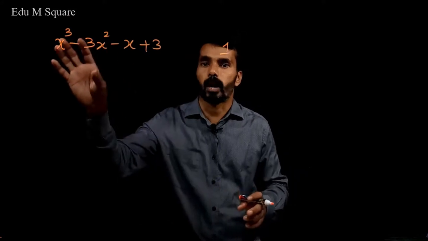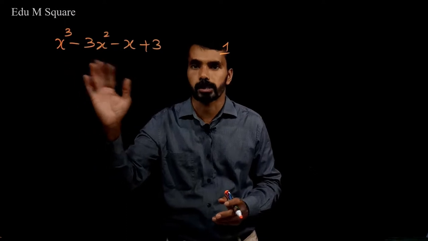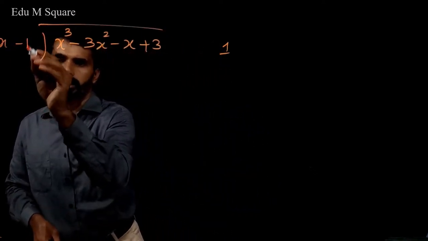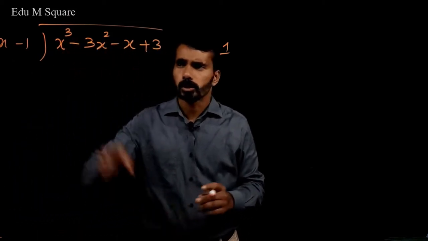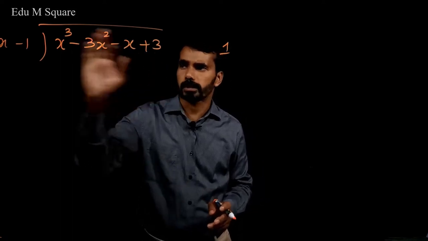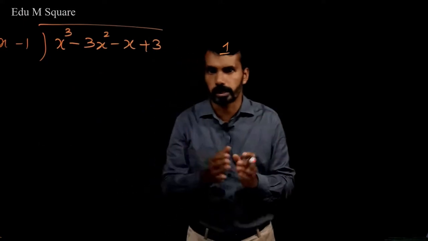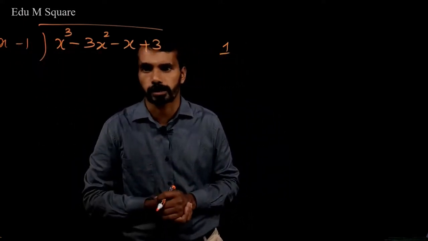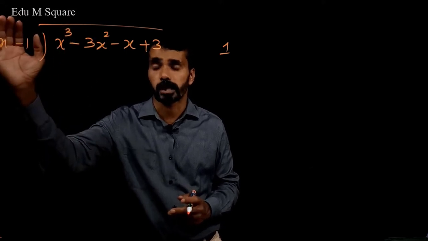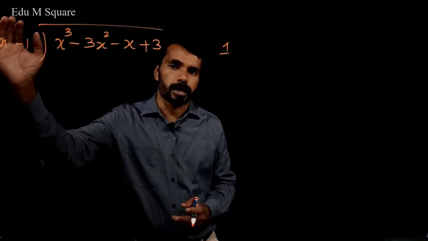So first let us divide this cubic polynomial by this linear polynomial x minus 1. Let us do it now. To divide x cube minus 3x square minus x plus 3 by x minus 1, we treat this cubic polynomial as the dividend and x minus 1 as the divisor. So we divide the first term of the dividend by the first term of the divisor, that is, we divide x cube by x.